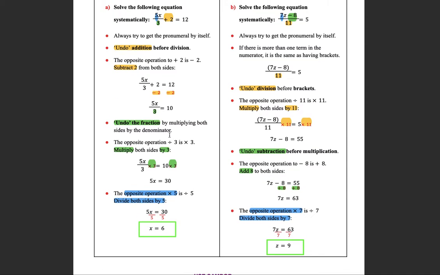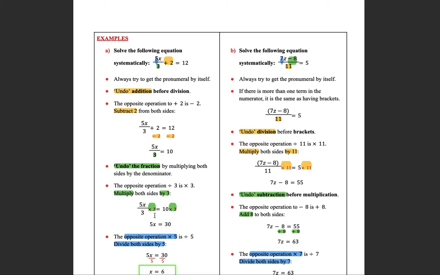The next thing we do with this one is we now have to undo our fraction, and we do that by multiplying by the denominator. And that is on both sides. So once we've done that, those two cancel each other out, and I end up just with 5x, and 10 times 3 gives me 30. Now, the next thing that I'm left with, I have my 5 in front of my x, which means 5 multiplied by x. So to do the opposite operation, I divide by 5. So I divide both sides by 5 to end up with my answer.